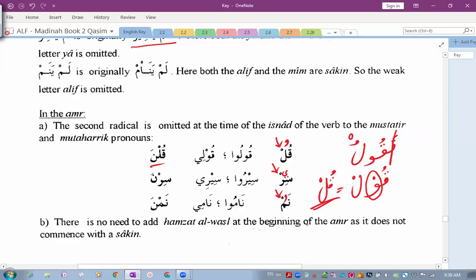So, brother, in the case of amr, I just wanted to clarify, we are saying the second radical is omitted at the time of isnad to mustatir and mutaharrik. So when we are talking about amr in simple form, the mutaharrik, even in this case, will be the mabni ones, right? The yazhabna and tazhabna ones. That's correct. Yes. In those ones, because of iltiqa'u sakinain, you drop it. But for example, taquluna. Yeah. So if you have taquluna.